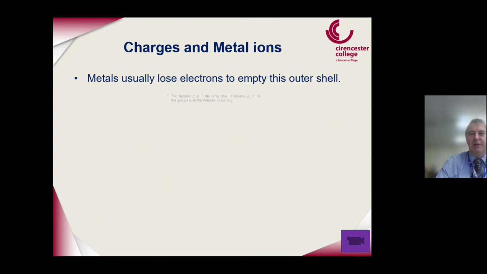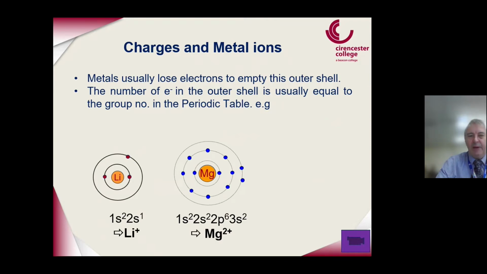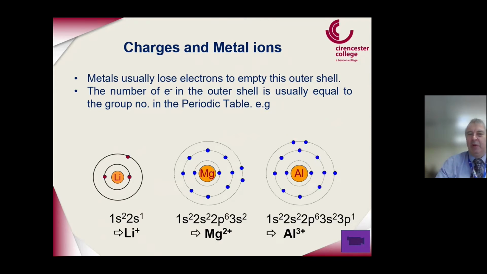Okay, so metals are going to lose electrons. The number is usually equal to their group number. So magnesium is in group 2, loses 2. Lithium is in group 1, it's going to lose 1. There's aluminium. It would lose those 3 on the outside to become Al3+.